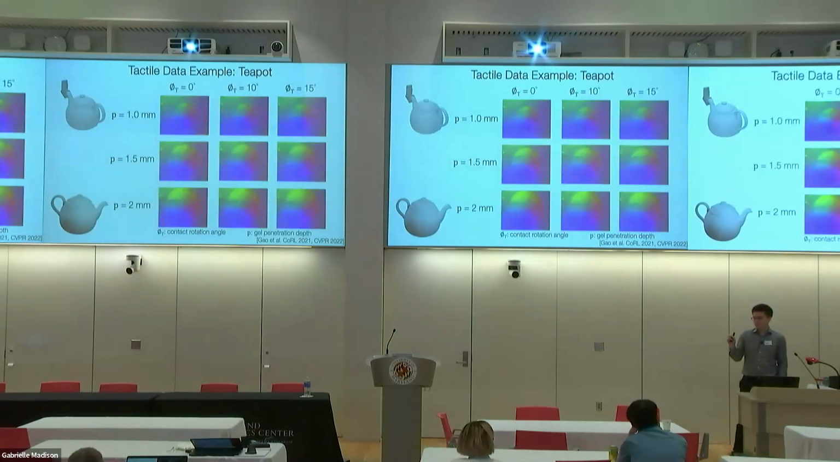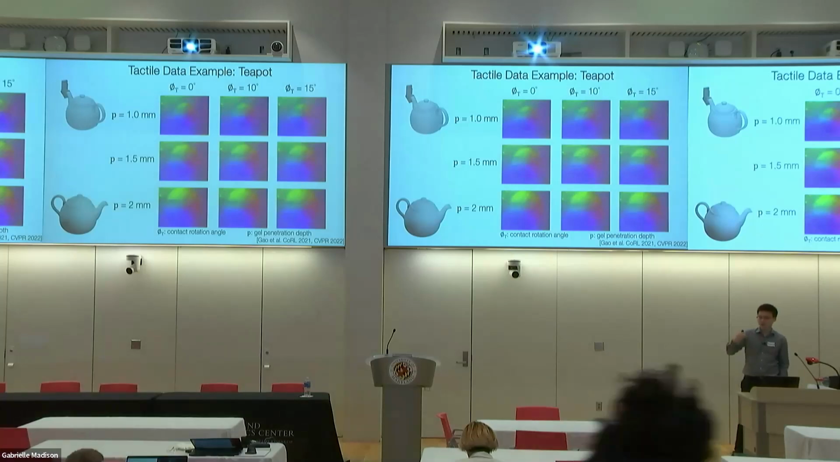And here are some examples of the tactile readings for a sample object. Here's a teapot. You can see that when we touch the outlet of the teapot, we get different GelSight tactile readings when you touch at different orientation angles and penetration depths.